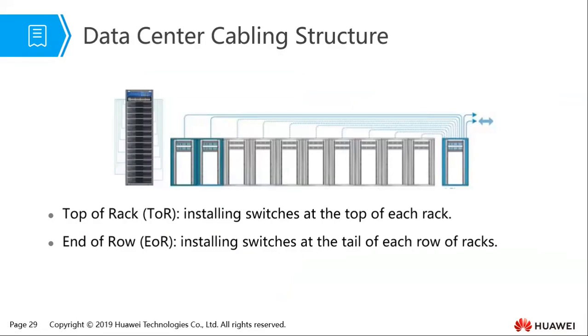Now in data centers, we have two main techniques that are used to manage cabling. One of them is called top of rack. The other one is called end of rack. So top of rack is when access switches are installed at the top of each rack. So what that means is you have an access switch here.